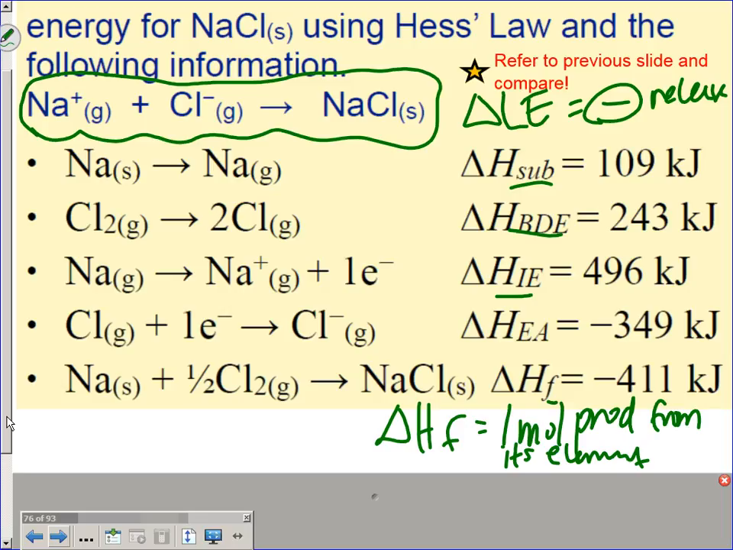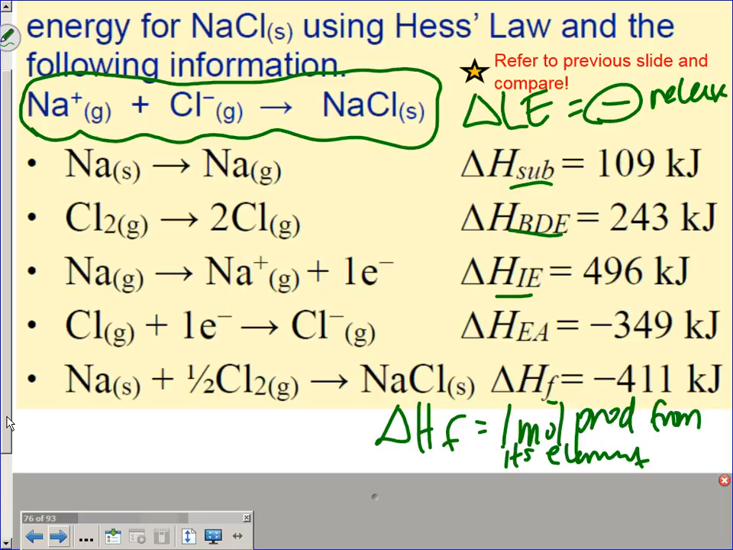I just see confused faces, so I'm just making sure we're good. Chlorine is going to cancel just fine. Now I got this sodium and this chlorine in gaseous form. Let's take sodium first, because sodium gas is not what exists at the end. I need to cancel that out. What equation do I want to use? The third one. How do I want to write it? Flip it: sodium ion gas plus 1 electron yields sodium gas. The delta H is negative 496 kilojoules.